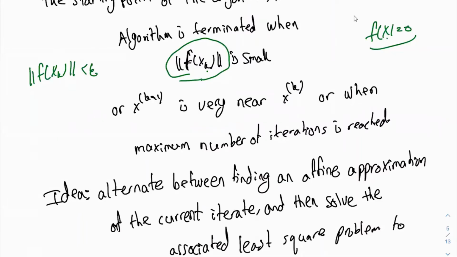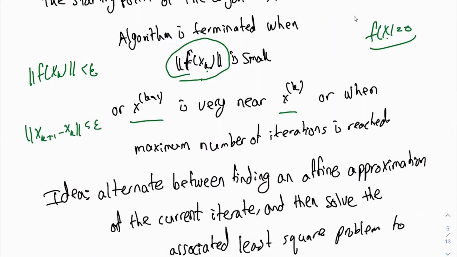Another stopping criterion, for example, is that you want x of k plus 1 and x of k to be near each other. In a sense, the solution is repeating itself. There is no point in continuing the loop anymore. So for example, you can say that the norm of x of k plus 1 minus x of k is less than some epsilon that you define.